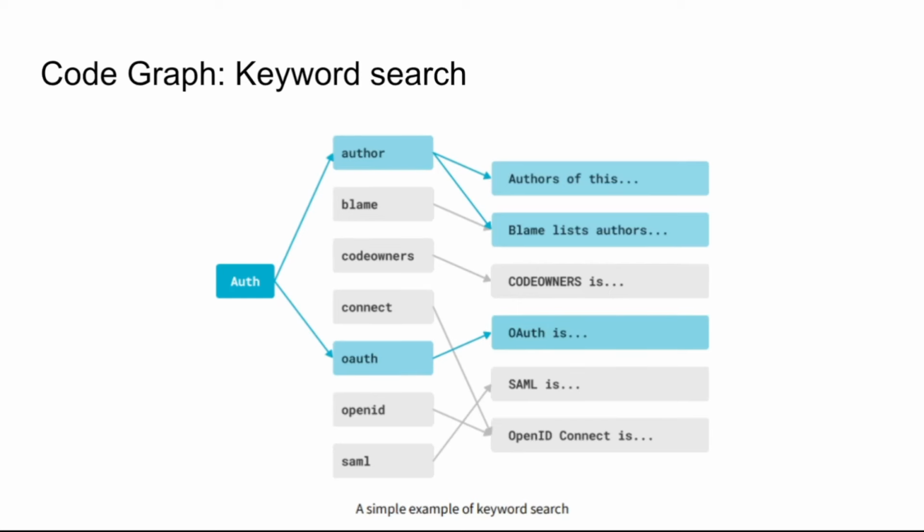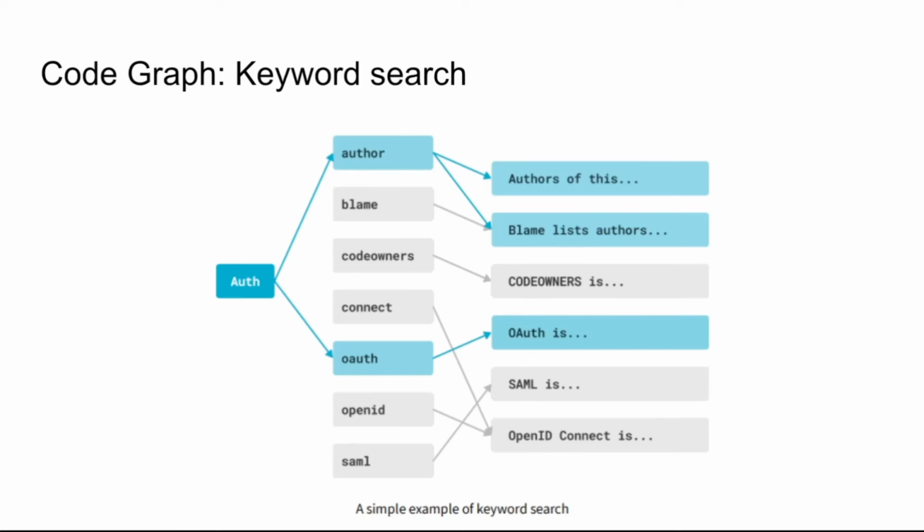Now, keyword search is the traditional approach to text search. It splits content into terms and builds a mapping from terms to documents. When a query is run, it extracts terms from the query and uses the mapping to retrieve candidate documents. This is similar to how Google search works. In the example that you see here, the query auth would return both OAuth and author as matches or results.